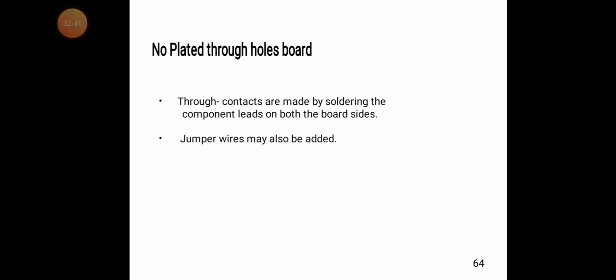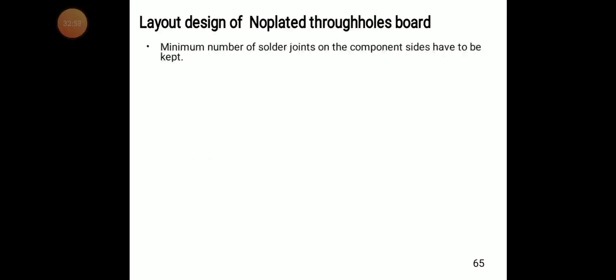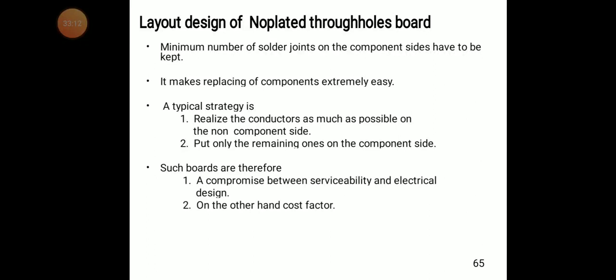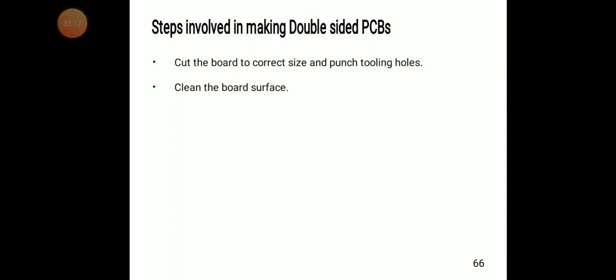Through contacts are made by soldering the component leads on both board sides. Jumper wires may also be added. Hand soldering must be used for soldering the component side joints. You can see the layout design of the no plated through holes board. So these are some of the things for double-sided PCBs.